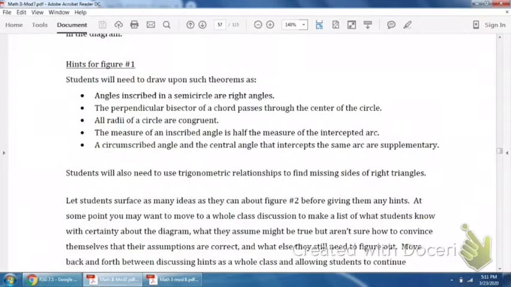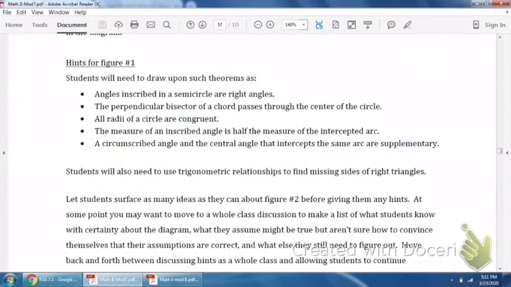Alright, so some theorems that we've been using. Just want to make sure that we all are on the same page. A couple of them you already know, like this one here. This one here, all radii of a circle are congruent. I'm pretty sure we're all good with that.